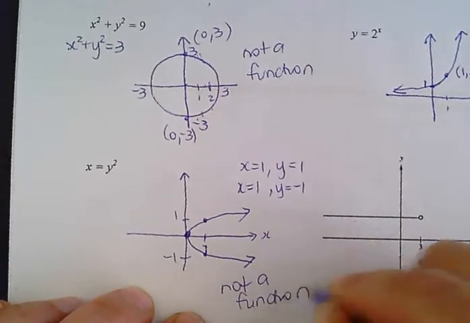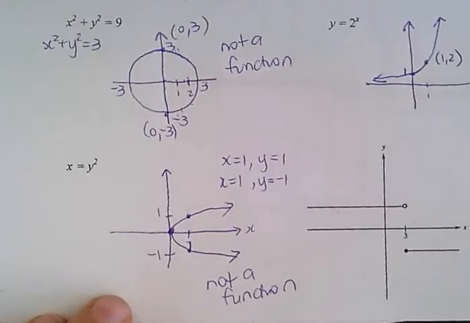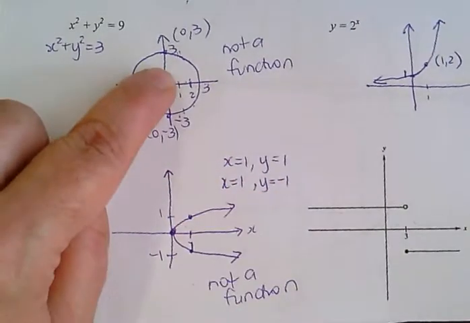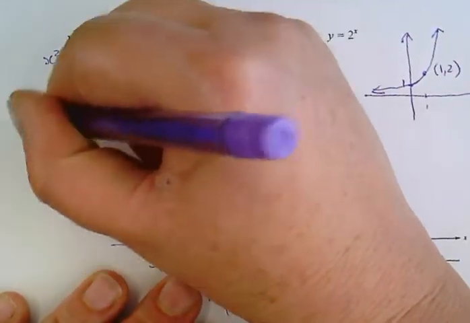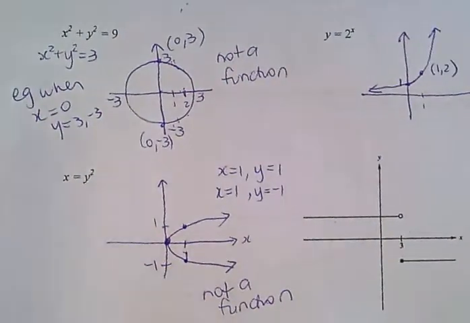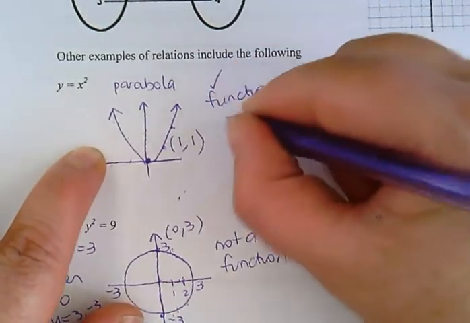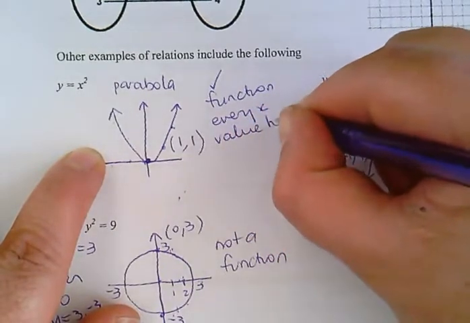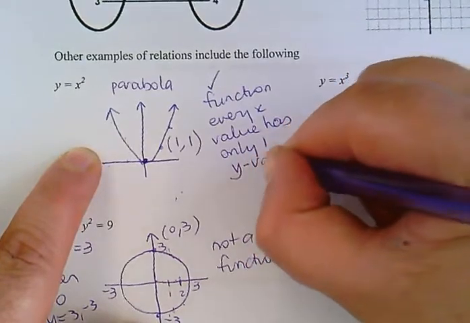Can you see? The parabola is not a function, because when x is 1, there are two y values. Like, for example, when x is 0, y is 3 or -3. But this is a function. Every x value has only one y value.